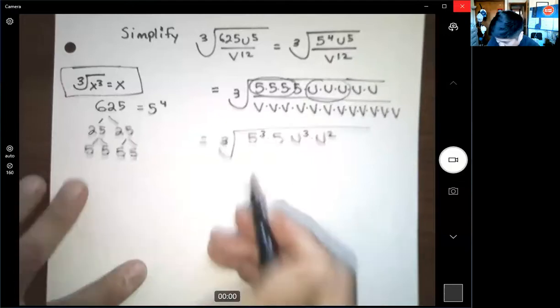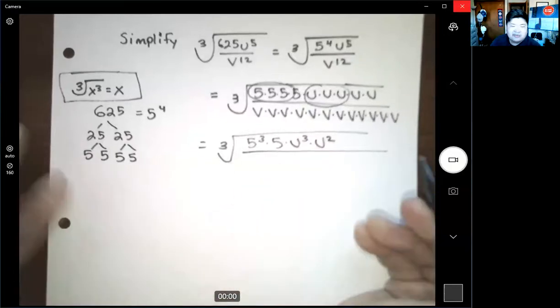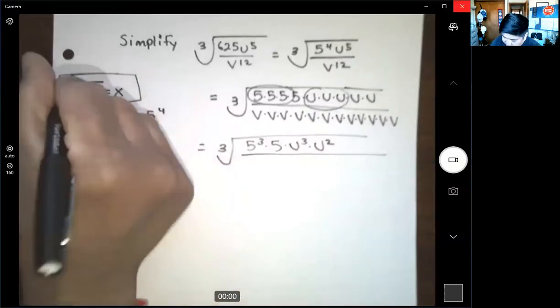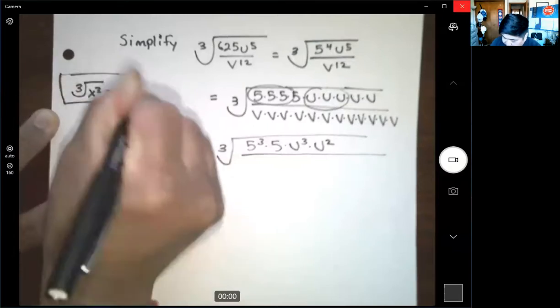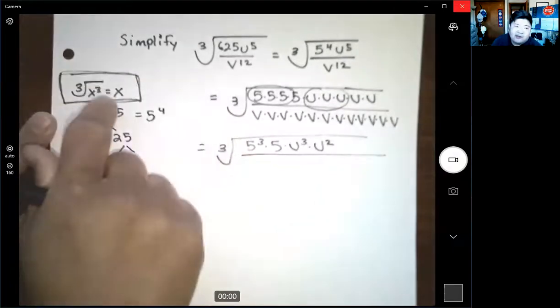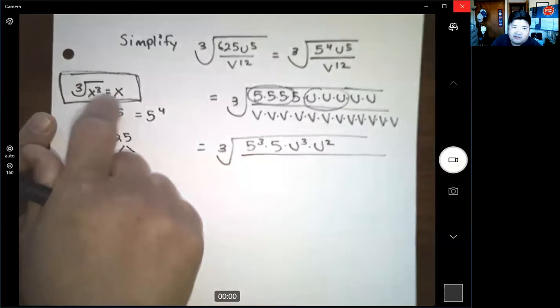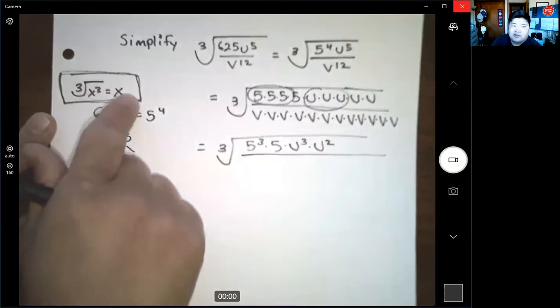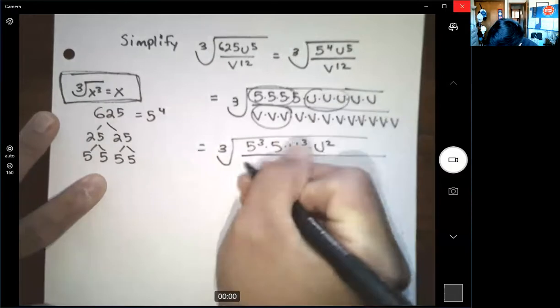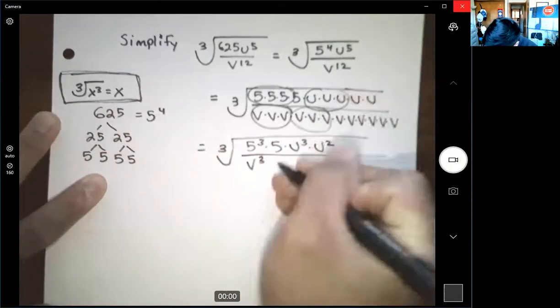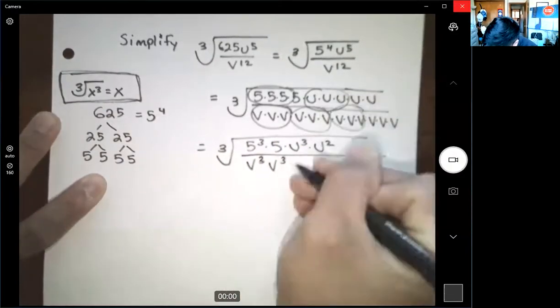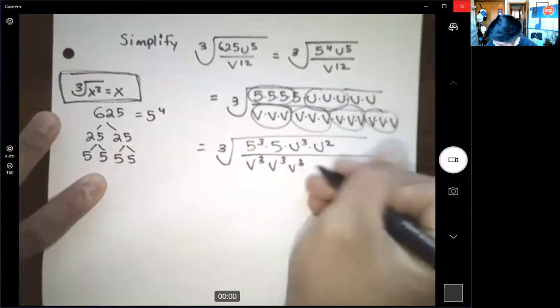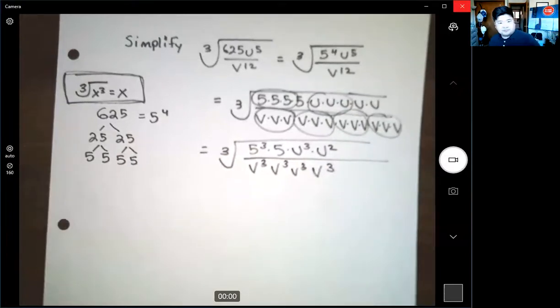All right. And why, again, am I writing it like this? Because I know that if there are 3 factors that are the same under the cube root, then that is just equal to whatever that factor was. All right. So here we have v to the 3rd, v to the 3rd, v to the 3rd, v to the 3rd.